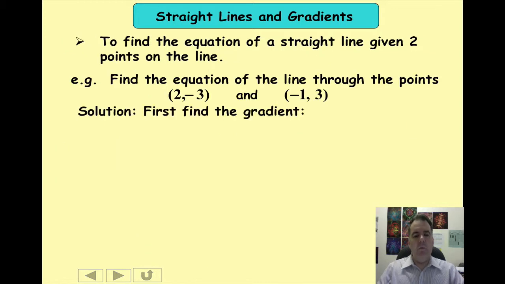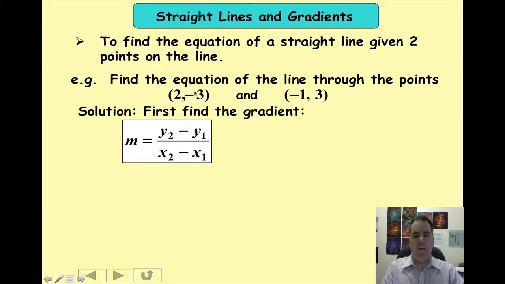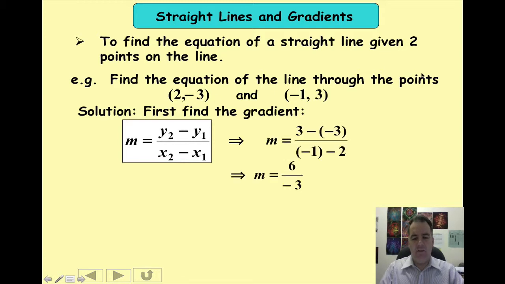Okay, so if we want to find the equation of the line through those 2 points, first we need to find the gradient. So (2, -3) and (-1, 3). I can see the run is we've gone from -1 across to 2, so the bottom line is going to be 3, and we've gone from 3 to -3, so it looks like we've gone down 6. So in this case here, the gradient is -2.